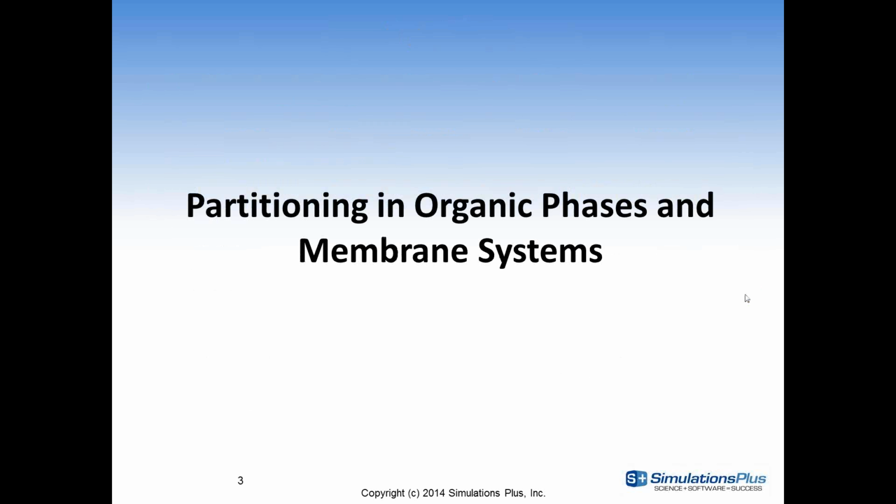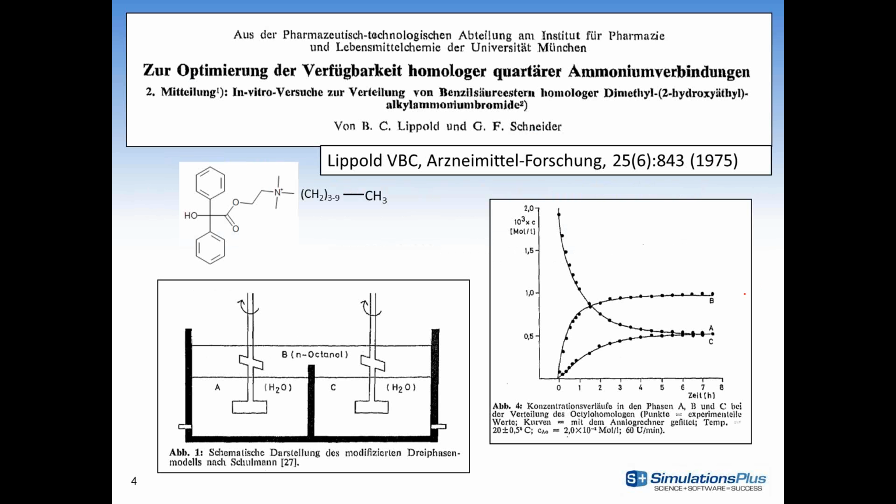Now, to start out, partitioning. This is not very old, because it would have been about the time that I was doing my postdoc, actually. Anyway, it's a German article, and they were trying to optimize the bioavailability of the quaternary ammonium analogs, which are antagonists of the acetylcholine receptor. And the bioavailability of these types of analogs is quite low because of the quaternary ammonium carrying a permanent positive charge. And so the idea was to see how you could modify the structure and improve the bioavailability.